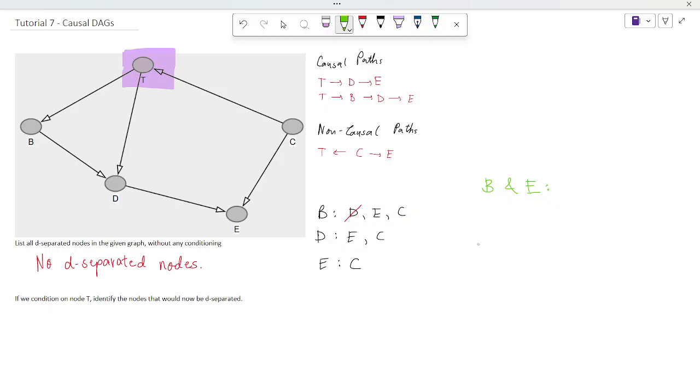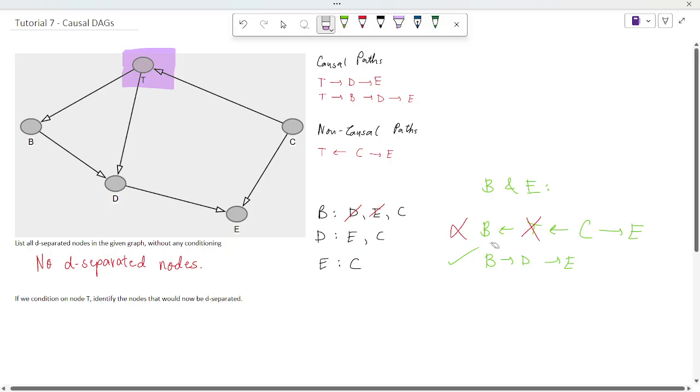Now let's look at B and E. I think one path goes like this through T. Initially, on this path C is acting as a fork and T is acting as a chain, which means this path was open. But when I conditioned on T, I blocked this path. Now it's no longer open. But we have to evaluate the rest of the paths as well. I actually see this particular path which remains open anyway, which means that these two are not d-separated.